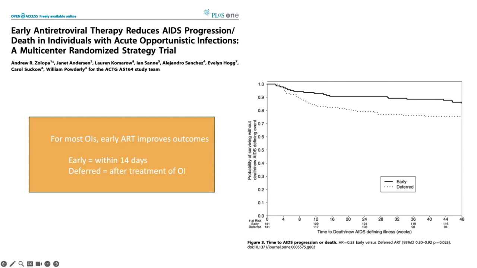So for PJP, that would be 3 weeks or more. This is one of a few different studies that had similar outcomes. So that's the standard recommendation, though of course, we all know in practice, sometimes other things do come up.